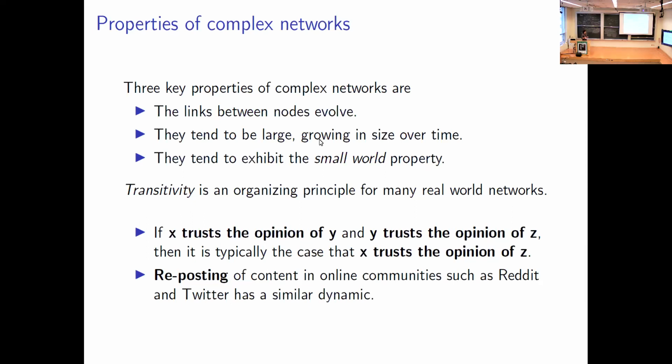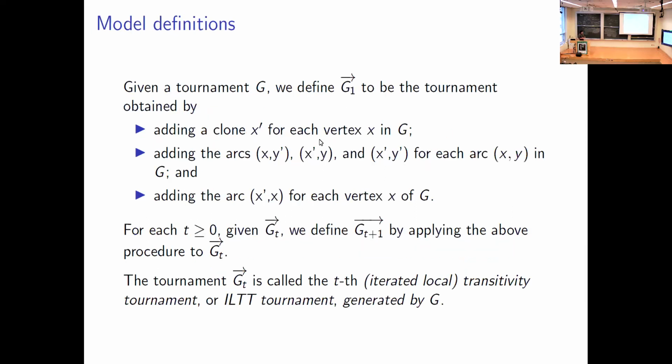If you have a bunch of users sharing their opinions about the products that they're buying, if user X trusts the opinion of user Y and user Y trusts the opinion of user Z, you would expect typically that user X should also trust the opinion of user Z. So I'll move now to the formal definition of this model.